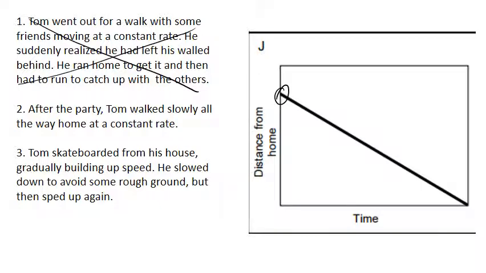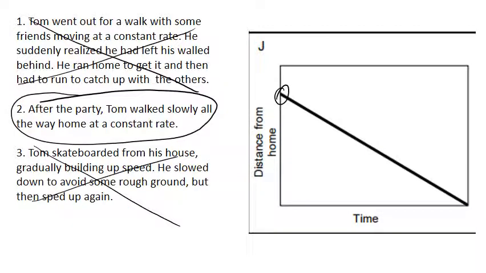2. After the party, Tom walked slowly all the way home at a constant rate. Okay, that's a possibility, because he started at the party and then walked home. And then number 3, Tom skateboarded from his house, gradually building up speed. He slowed down to avoid some rough ground, but then sped up again. Well, once again, he did not start at his house, so we know our answer is 2.